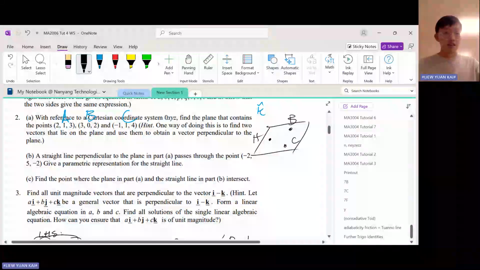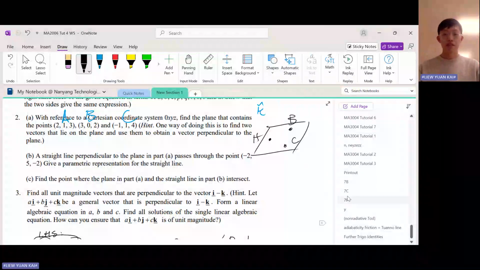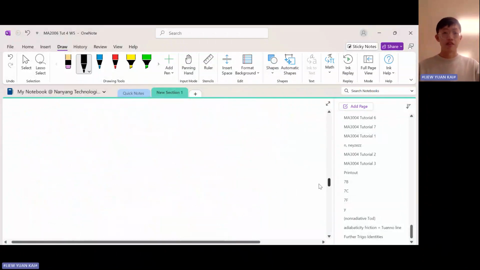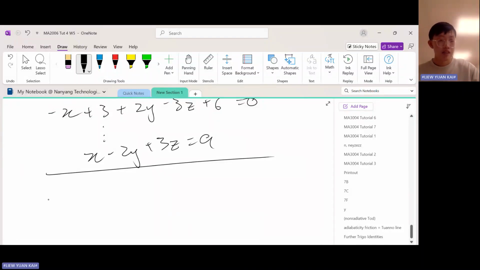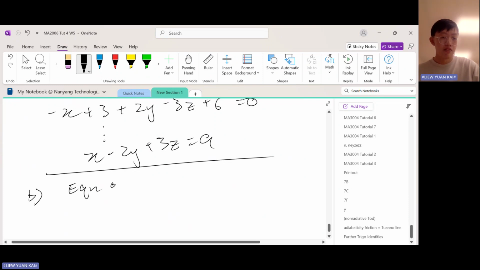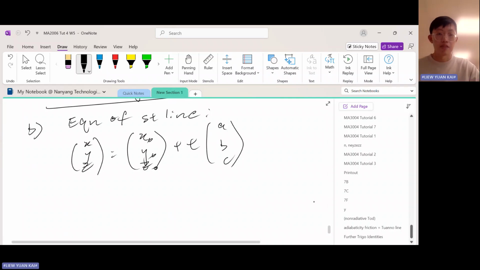This question B states a straight line perpendicular to the plane passes through the point this. Find the parametric representation of the straight line. The parametric representation of any straight line is given in this form. Let me tell you, the general form is this. The equation of a straight line is given by: this is the x, y, z on the line, on the straight line. X naught, y naught, z naught. Just like earlier, this is the known point, and a, b, c.